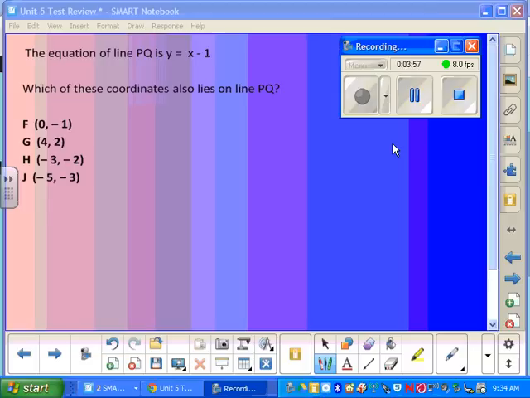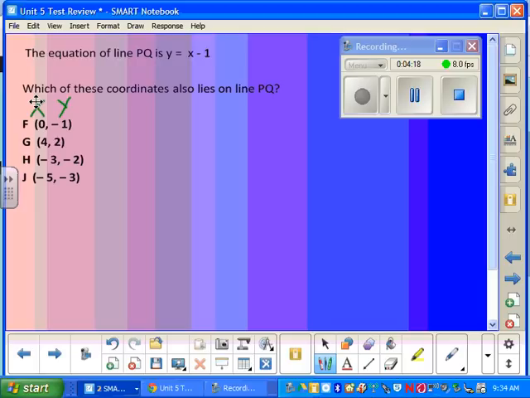Okay, we have the equation of line PQ is y equals x minus 1. Which of these coordinates also lies on line PQ? On this one, we're simply going to plug in and check and see which one works. Now remember, when you're looking at choice F, the 0 is your x value and -1 is your y value. So we're going to start out with that one and see if it works. If we plug in, y would be -1 equals 0 minus 1. Is that a true statement? Well, of course, 0 minus 1 is -1, so that checks out as true. So that one just happens to be the answer.